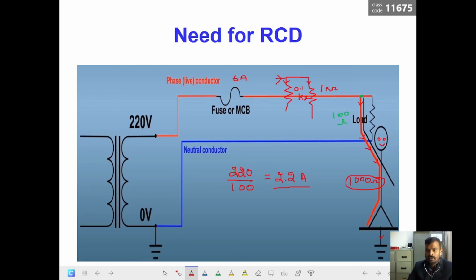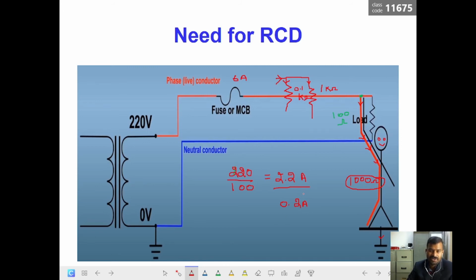Then by seeing this, you know that if 2.2 amperes of current is flowing here, the resistance in the human body branch is 10 times greater, so obviously the current would be 10 times lesser. So say for example you get something near 0.2 amperes. I am not going for the actual calculations, I am just assuming that 0.2 amperes of current is flowing in the human body, and it is going to the ground.